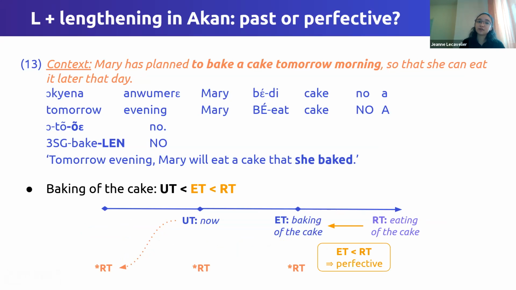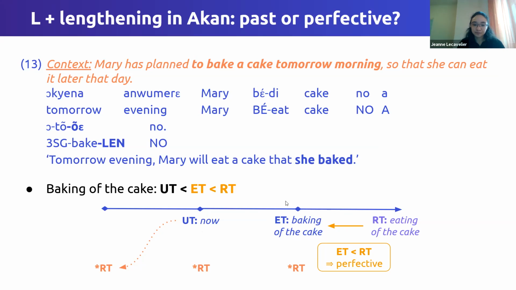However, if you go with the context in 13, Mary has planned to bake a cake tomorrow morning so that she can eat it later that day. You know that all events take place after the return time, so that the baking of the cake is after the return time, and the eating of the cake afterwards. Well, that's logical. You cannot eat a cake that hasn't been baked already.